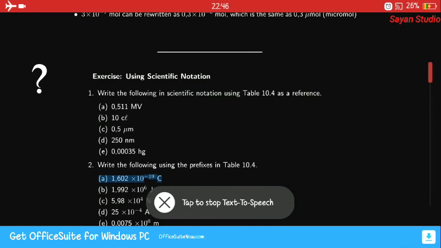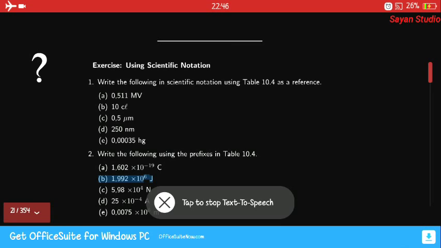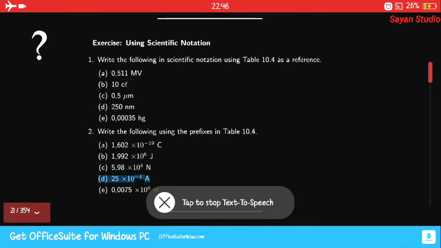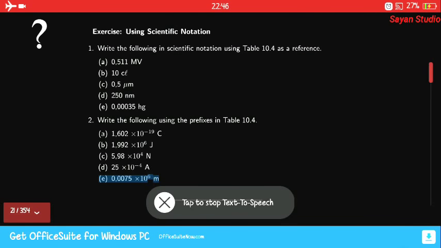Do. Write the following using the prefixes in Table 10.4. A. 1602 × 10^19 C. B. 1992 × 10^6 J. C. 598 × 10^4 N. D. 25 × 10^4 A. E. 0.0075 × 10^6 meters.